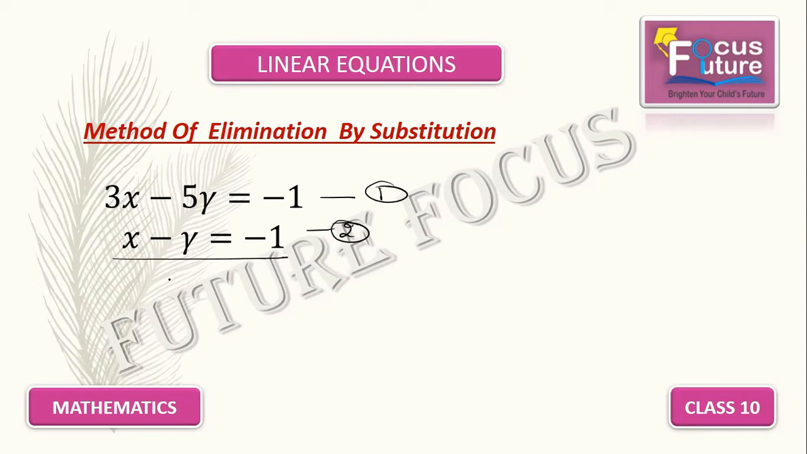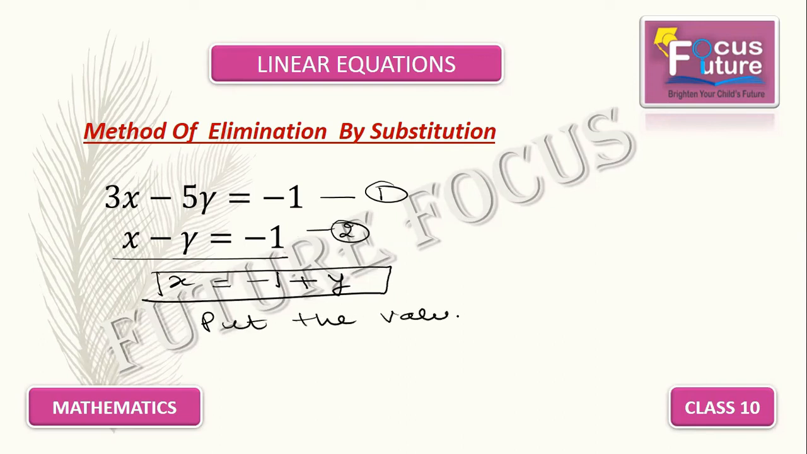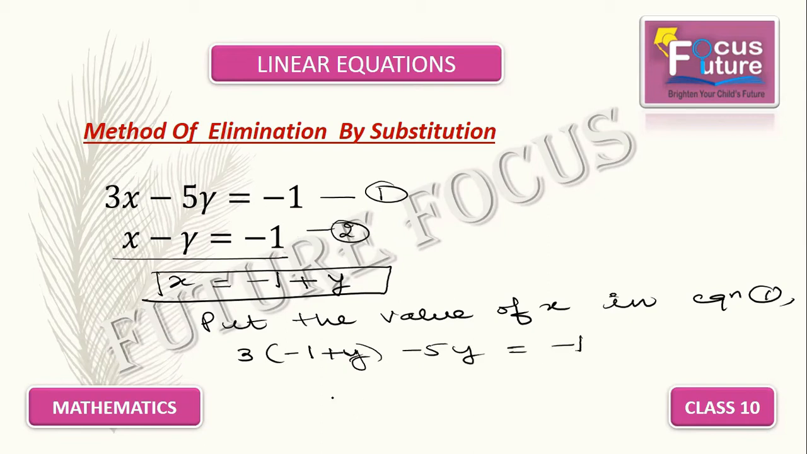So here x is equal to, y would go on the other side, that would be minus 1 plus y. Put this value of x in equation 1. You would get 3 into minus 1 plus y minus 5y, that is equal to minus 1. Open the brackets. Minus 3 plus 3y minus 5y is equal to minus 1.